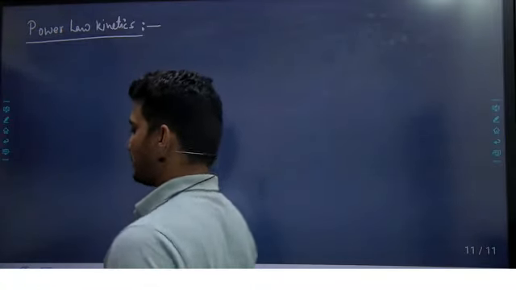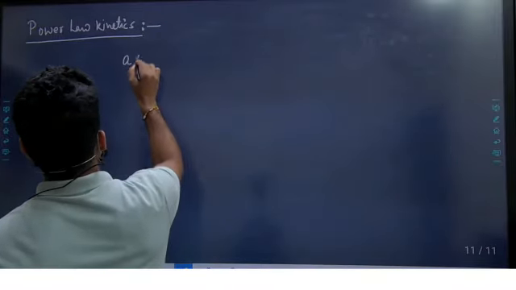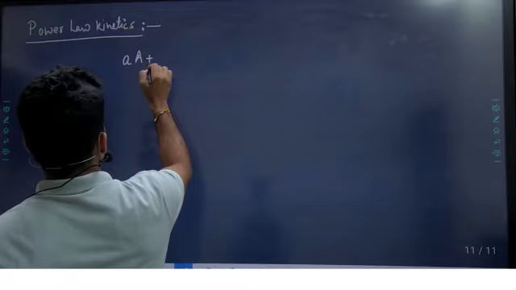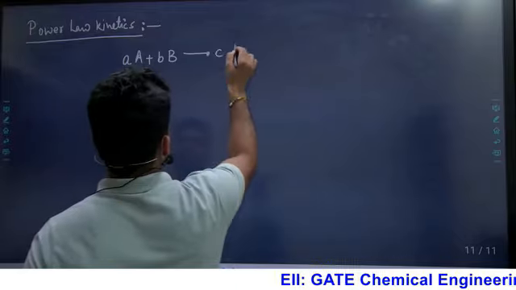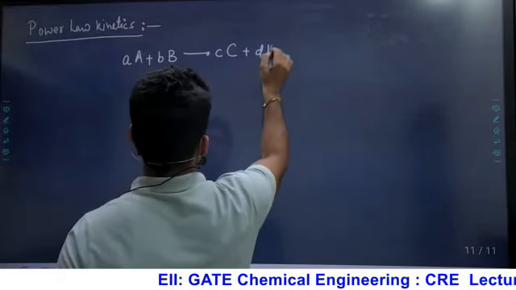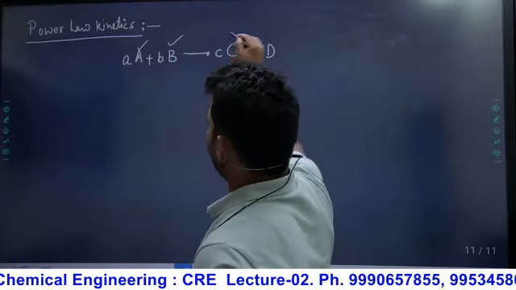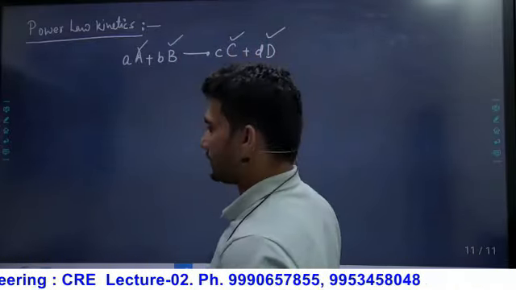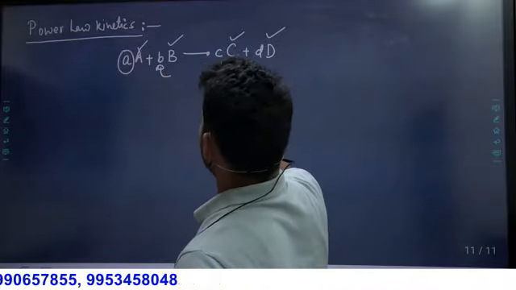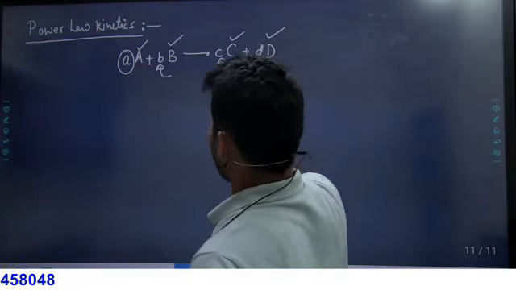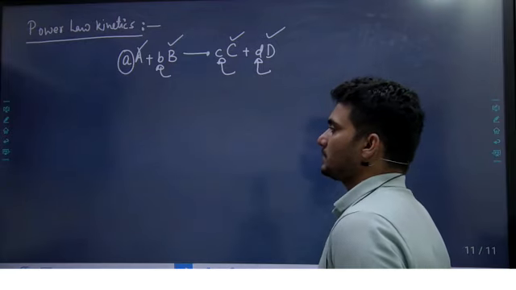After that, write down the next one, power law kinetics. Power law kinetics. Try to understand. Any reaction is taking place: small a A plus small b B gives small c C plus small d D. You know very well, capital A, B, C, D are called chemical species, and small a, b, c, d are called stoichiometric coefficients.